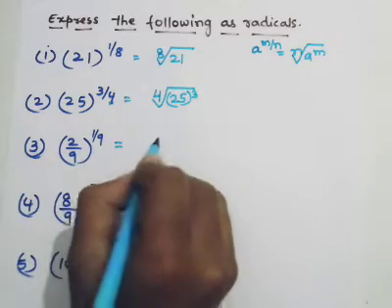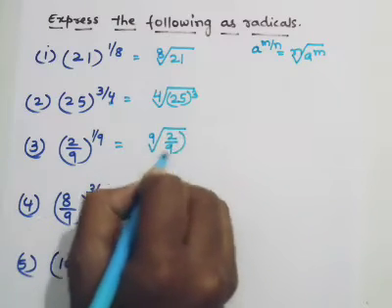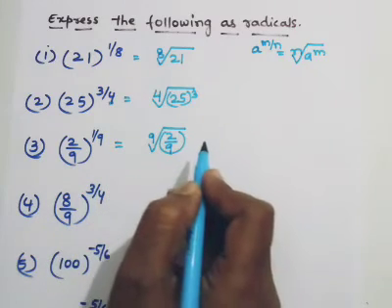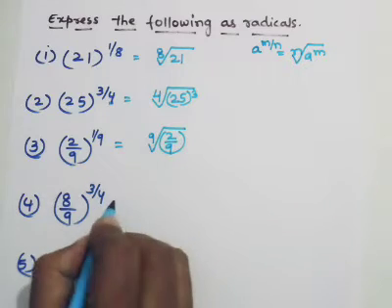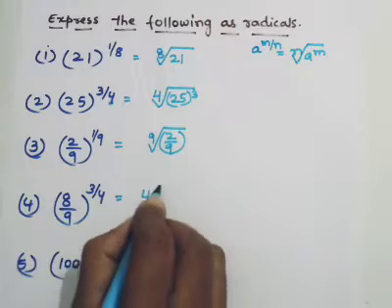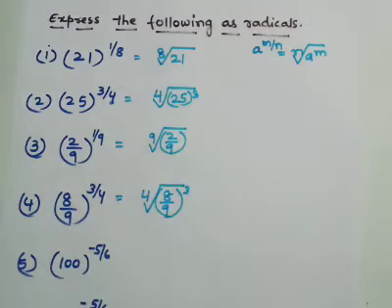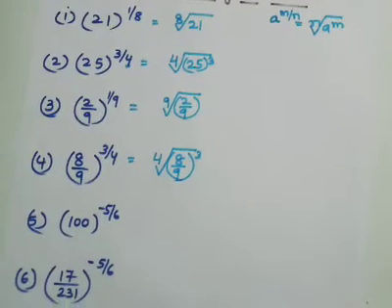Here 9 is the denominator. So 9th root of 2 by 9 whole to the power 1. That means again 2 by 9. So this will become 4th root of 8 by 9 to the power 3. Okay, I hope you are getting it.